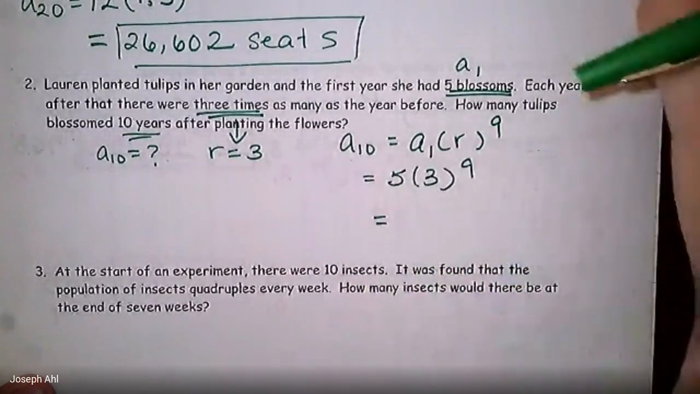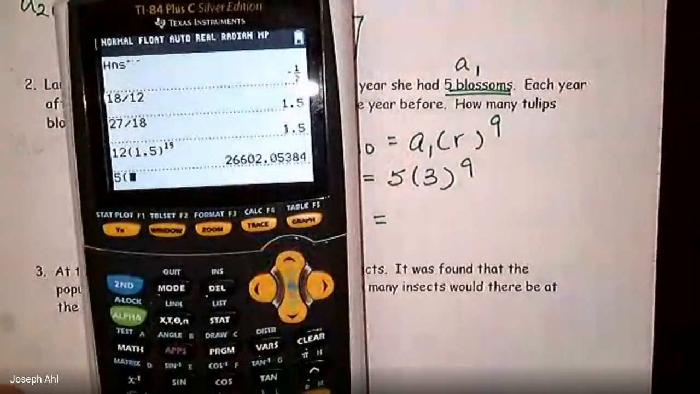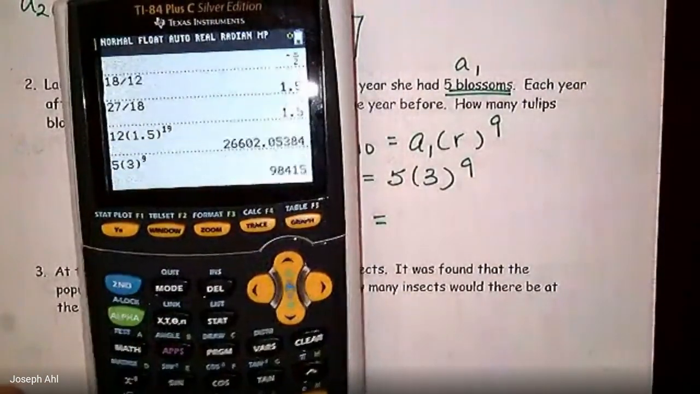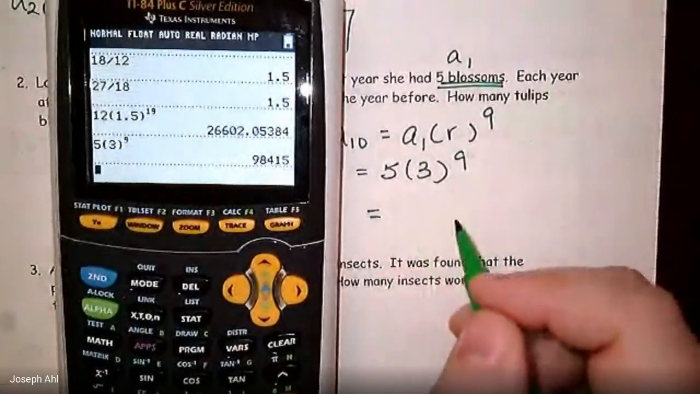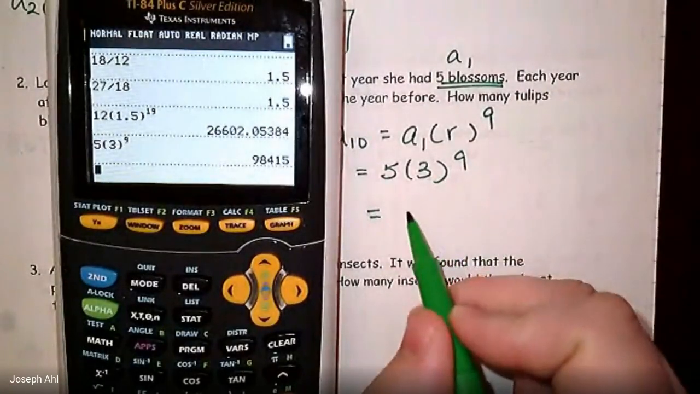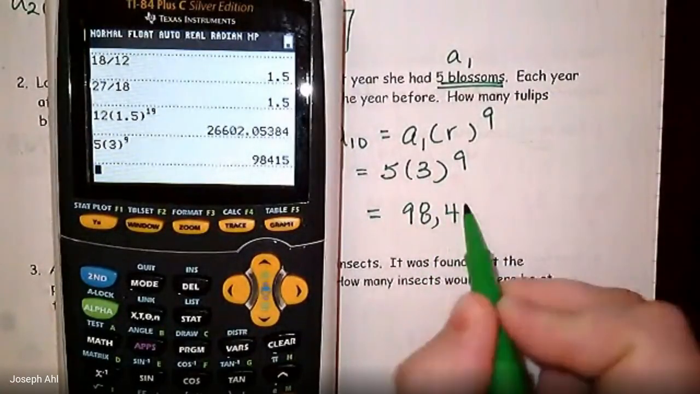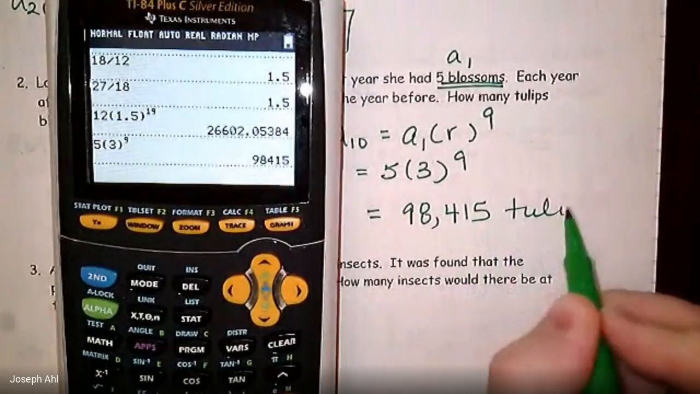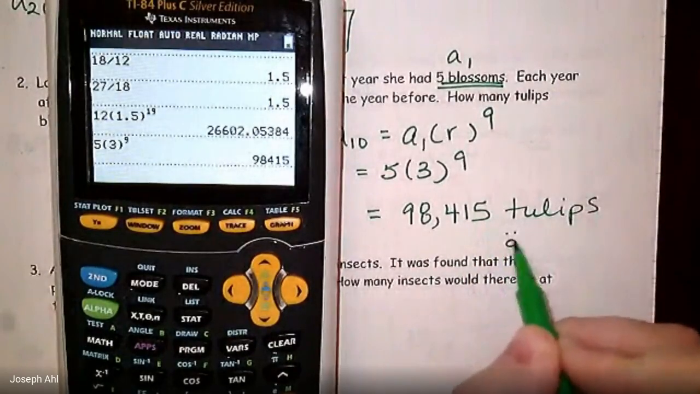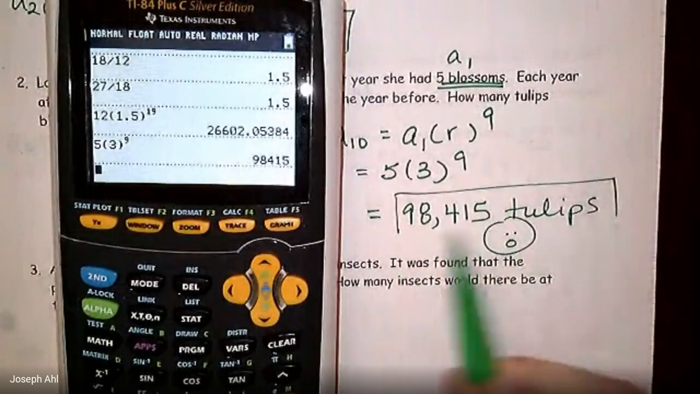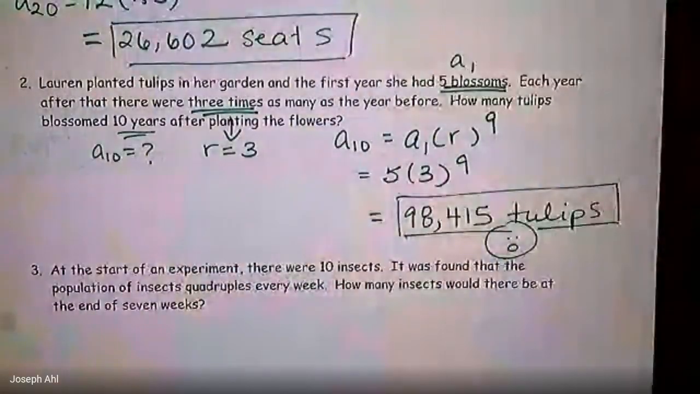I get the impression Lauren's going to have a lot of tulips. 5 times 3 to the 9th is, well, she started with 5, but now she has 98,415 tulips. That's a lot. Okay, I hope Lauren's a florist of some sort.